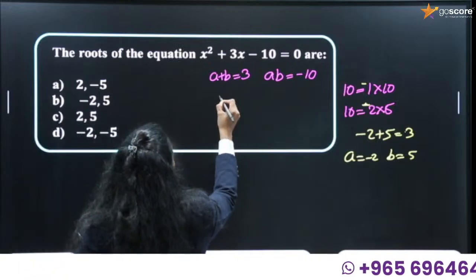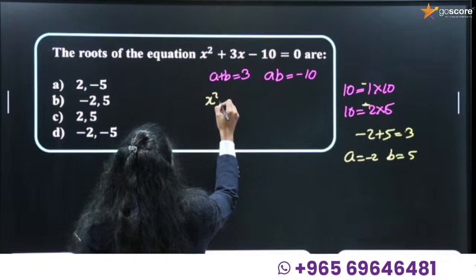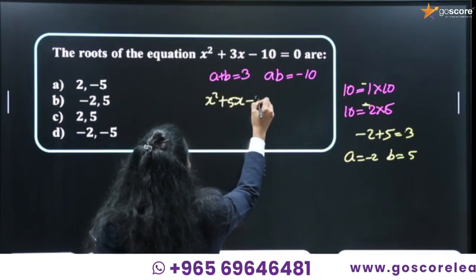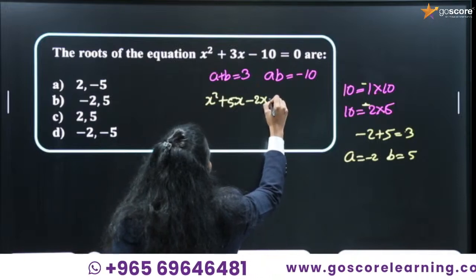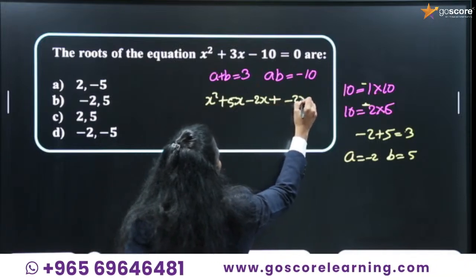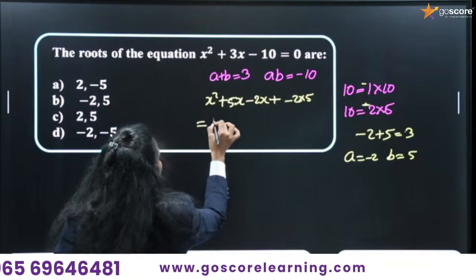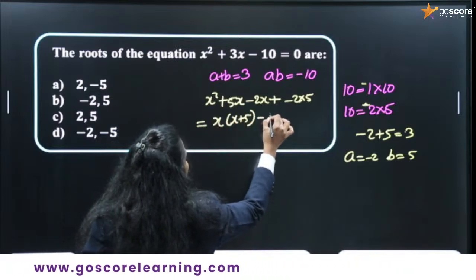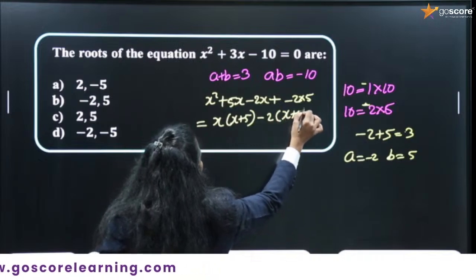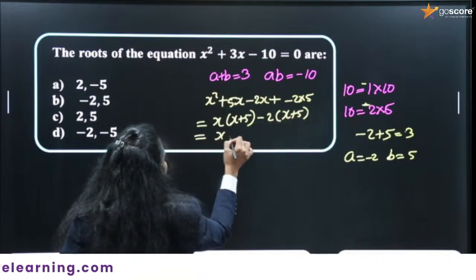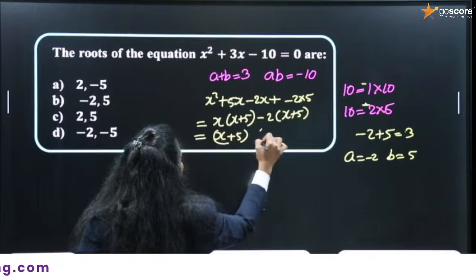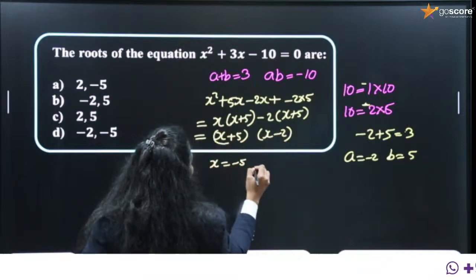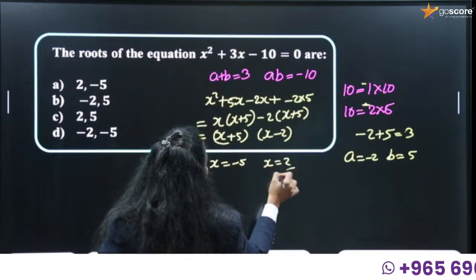So, this one will become x square plus 5x minus 2x then plus minus 2 into 5. This will give x into x plus 5 into minus 2 into x plus 5. So, the factors are x plus 5 into x minus 2. So, the roots are x equal to minus 5 and x equal to 2.